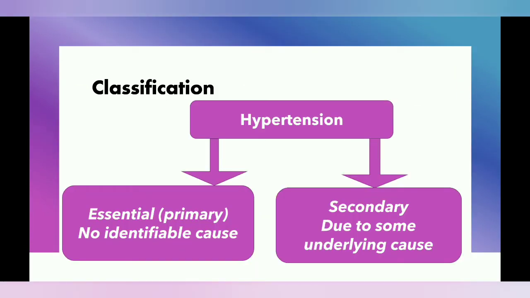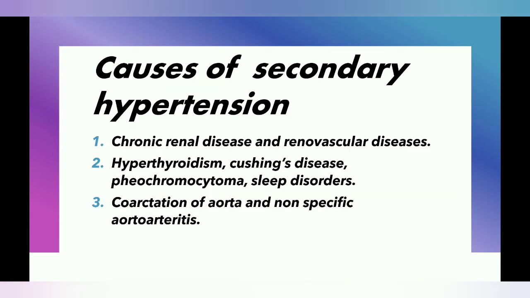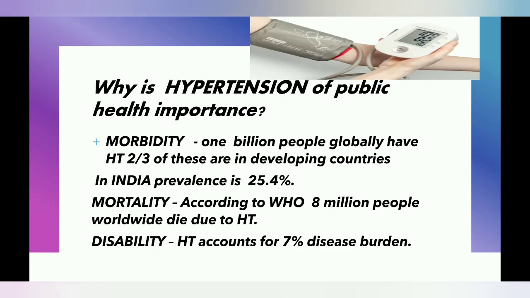Classification: it can be of two types, primary or essential, and secondary. Primary hypertension has no identifiable causes. Secondary hypertension causes are chronic renal disease, renovascular diseases, hyperthyroidism, Cushing's disease, pheochromocytoma, etc.